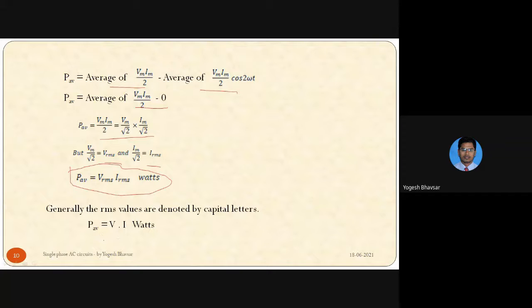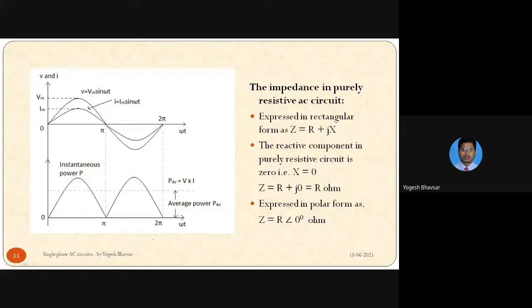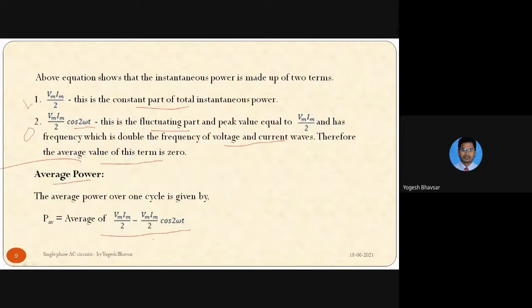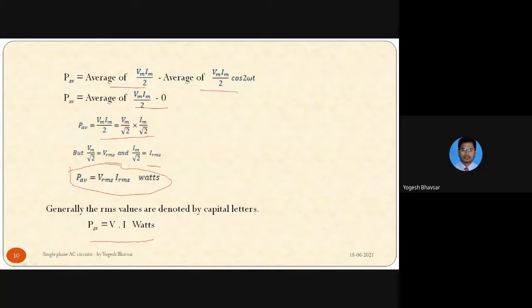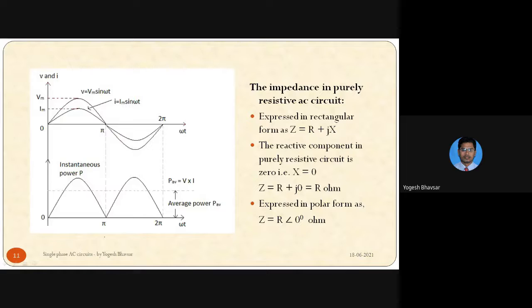So whenever in the circuit there is only a resistance, then power can be calculated by simply multiplying the RMS value of voltage and current. So P average is equal to V into I. No one will ask you the instantaneous power equation, but the final average power, V into I. So based on this equation, we can draw the power waveform.